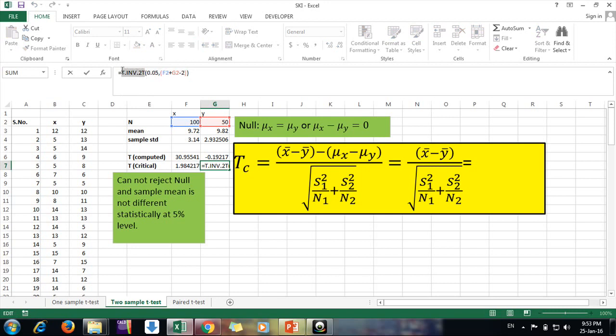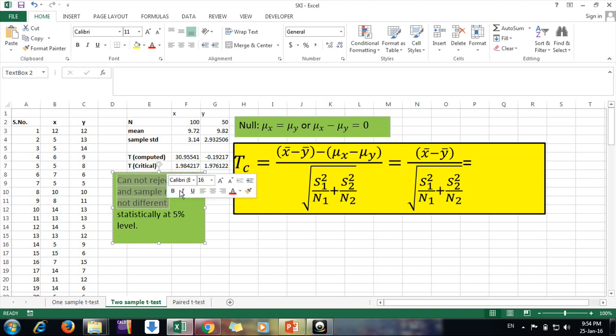The degrees of freedom, for the 5% level, is 100 plus 50 minus 2. The value we are getting, 1.97, is the critical value, and the computed value is 0.19. Since the computed value is less than the critical value, we cannot reject the null hypothesis. So our conclusion is that we cannot reject the null hypothesis, and the sample means are not statistically different. They are the same.